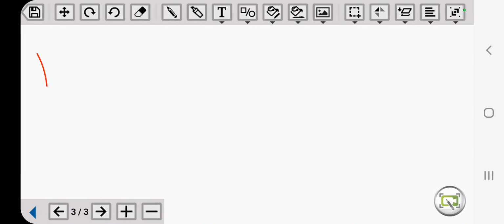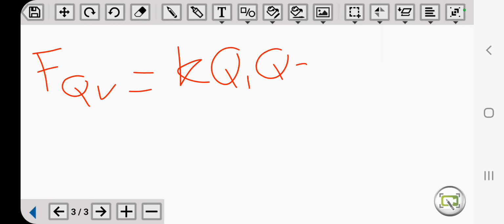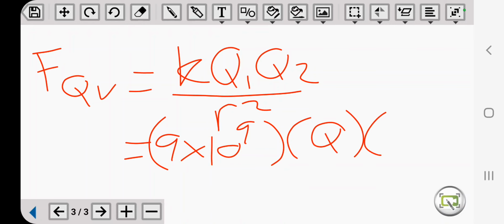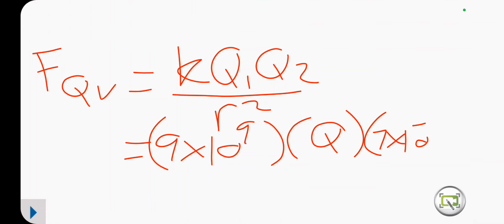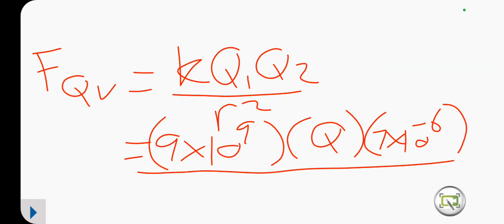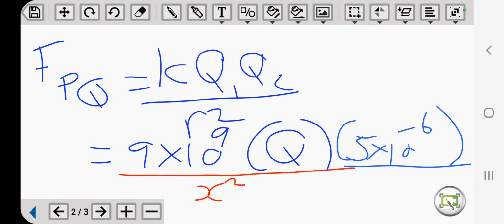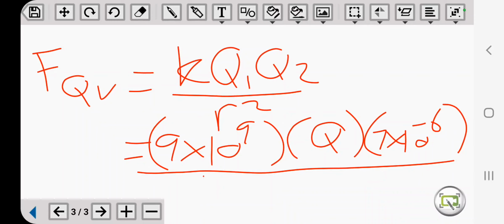Let's look at our next one, between Q and V. F = kQ1Q2 over r squared, where k is 9 times 10 to the power of 9. We do not know what Q is. Therefore, we have a second equation. But V is 7 times 10 to the power of negative 6. What is our distance? It is the total, 1, minus the x. And please remember to square it.